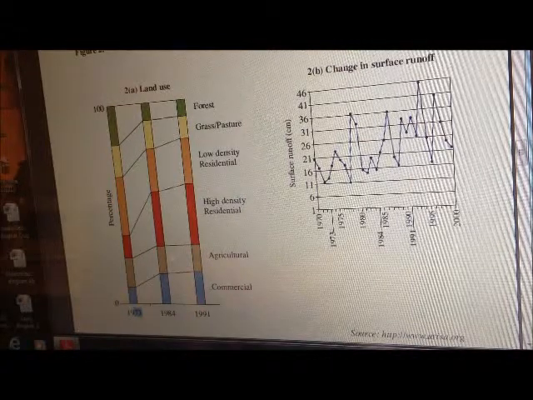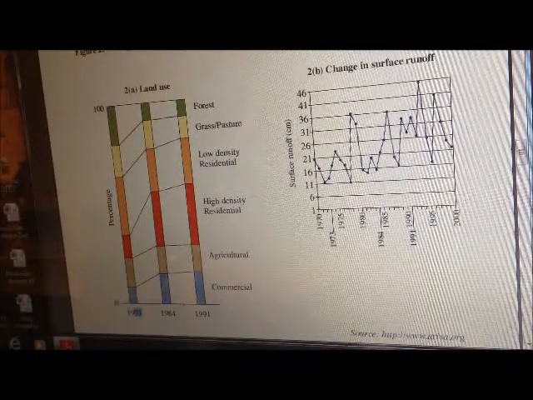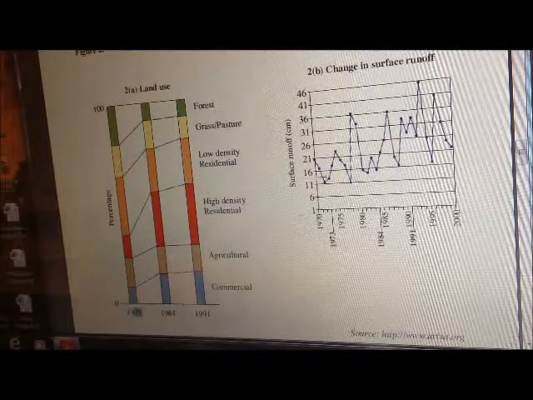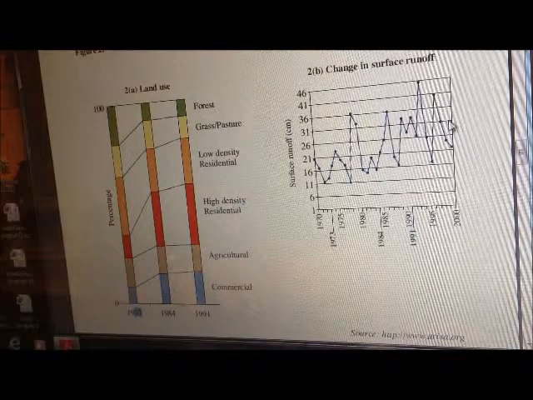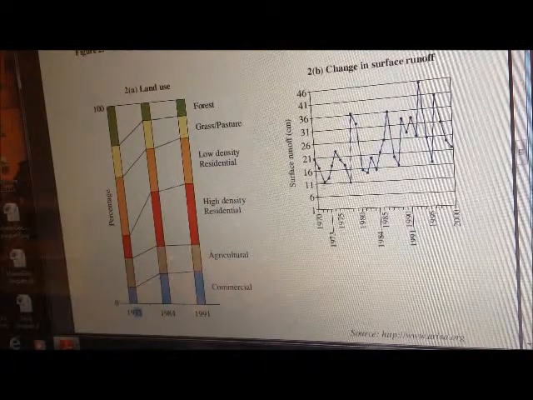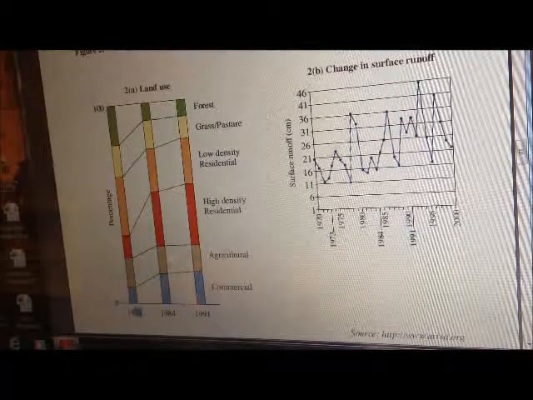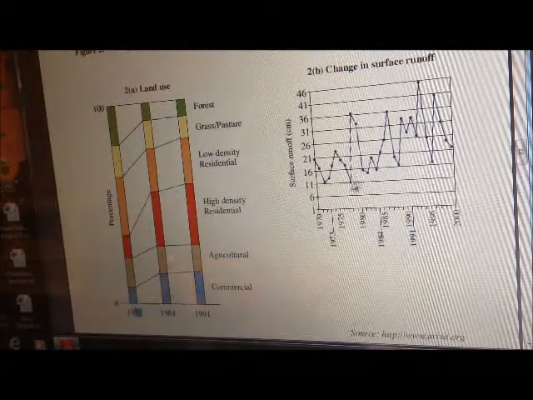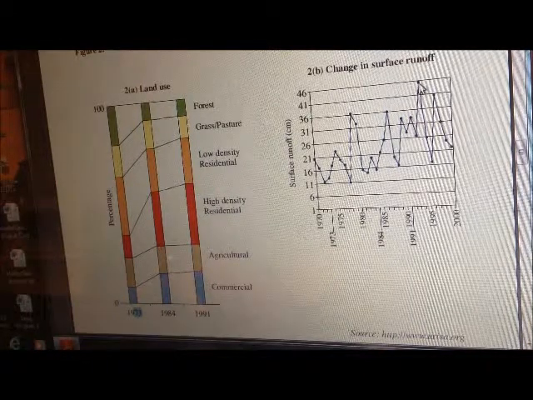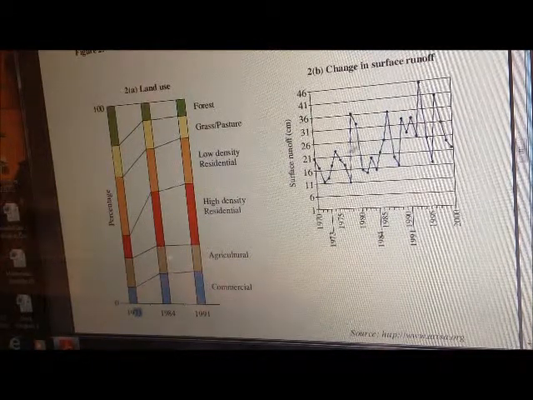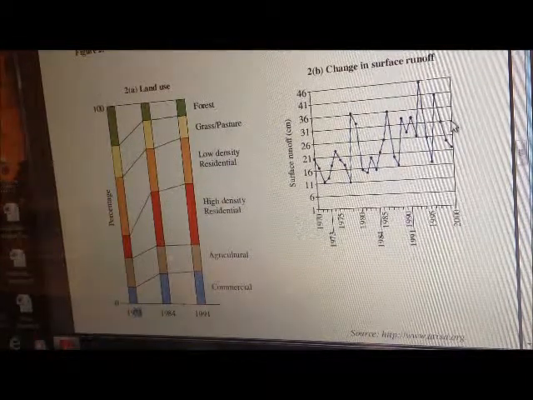Change in surface runoff goes from 1970 to 2000. The units are in centimetres, and you can see the general pattern is one of increased runoff, and you could work out by how much it's changed. You could describe the change as fluctuating. You can talk about minimum and maximum amounts of surface runoff, but the general trend, if you could draw a best fit line, would show one of increasing.